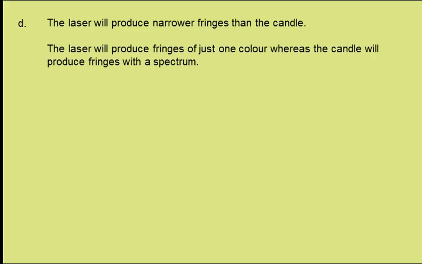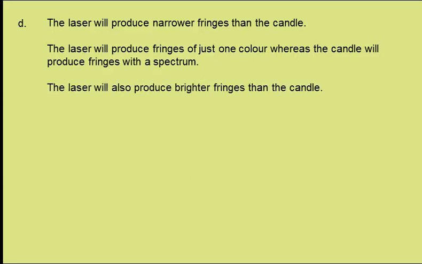In D, we need to state two differences in the appearance of the pattern observed with a laser and that produced by a white light source such as a candle. Well, the laser will produce narrower fringes than the candle. The laser will produce fringes of just one colour, whereas the candle will produce fringes with a spectrum. The laser will also produce brighter fringes than the candle.